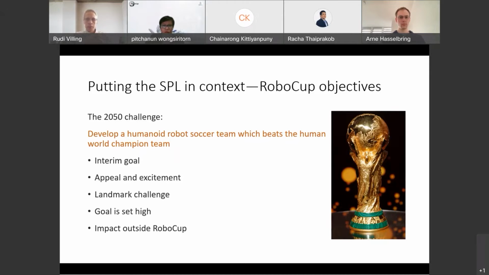But in fact, the goal itself isn't necessarily the core thing. The goal is set high so that we must have a series of technical breakthroughs in order to accomplish the goal. And these technical breakthroughs should result in developing technologies and techniques that have impact outside of the RoboCup environment. So even though we develop for robot soccer, the impact of our work can be much more widely felt, and some of these techniques can form the foundation of the next generation of businesses and industries.